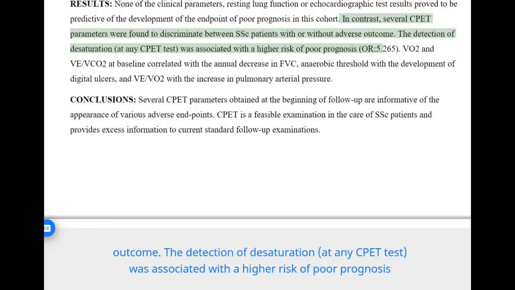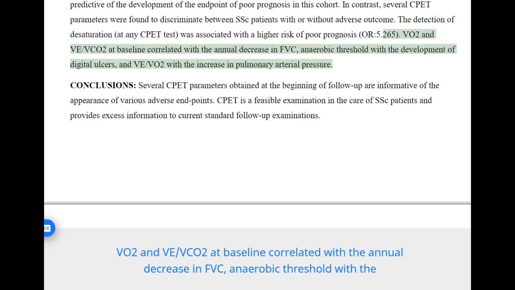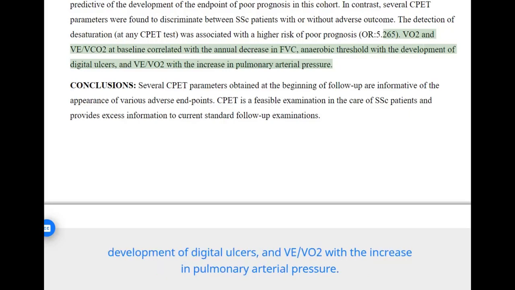The detection of desaturation, at any CPET test, was associated with a higher risk of poor prognosis, OR 5. VO2 and VE/VCO2 at baseline correlated with the annual decrease in FVC, anaerobic threshold with the development of digital ulcers, and VE/VO2 with the increase in pulmonary arterial pressure.